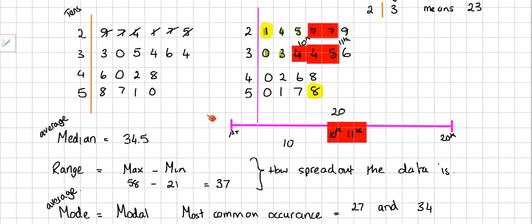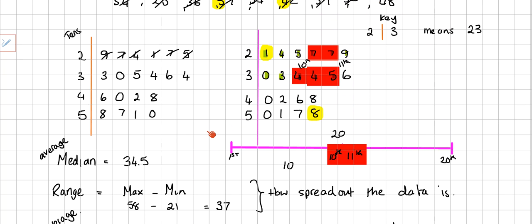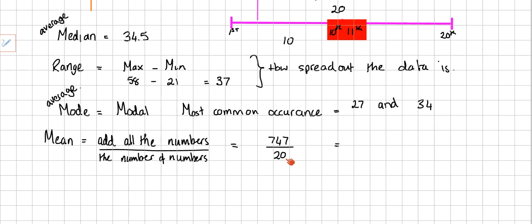So just to add to our notes then, all of these numbers added up equals 747, yeah? Is that what you're telling me? Okay, and then we've got 20 numbers. So it's 747 divided by 20, and you think that is? 37.35. Why is mine 25?